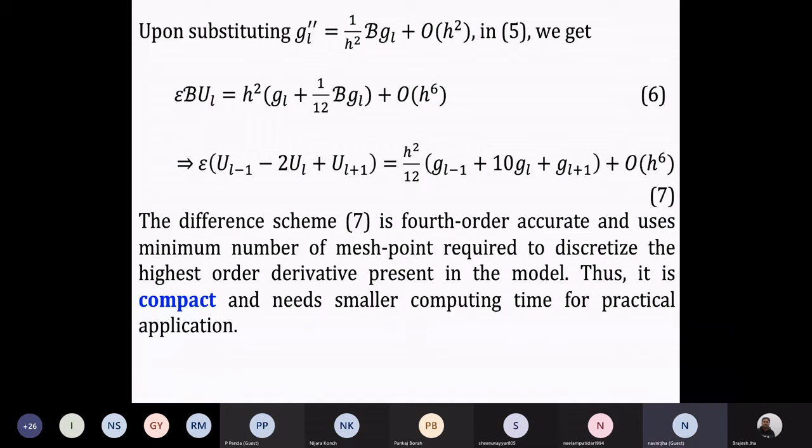This is a fourth order scheme, and it uses the minimum number of mesh points. This is a very important line. Only 3 points are used in this relationship: l minus 1, l and l plus 1. Our equation consists of a second derivative.